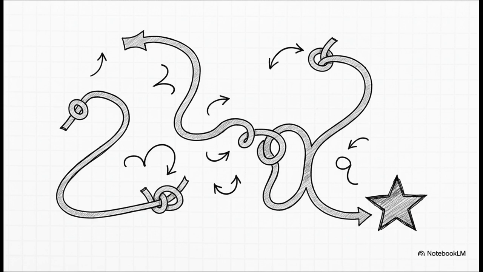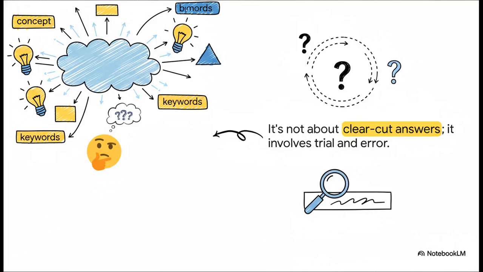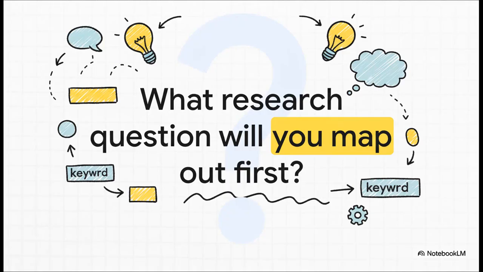Every single search you run tells you something, whether you're getting warmer or colder, and that is the whole point of the game. So just give yourself permission to experiment, embrace the uncertainty. Like it says here, this isn't about finding clear-cut answers right away. It's all about that process of discovery. And with that, I'm going to leave you with a little challenge. Think about a project you're working on right now, or maybe just a topic you're really curious about. Now that you've got this tool in your back pocket, what's the first research question you're going to map out?